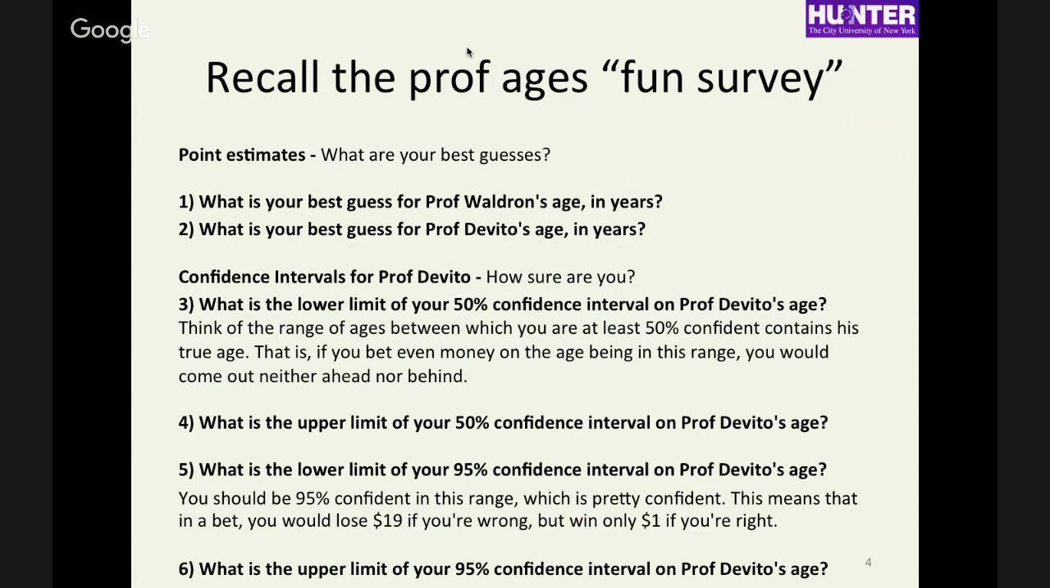You probably all know this, but some of you filled it out quite a few days ago, so I'll just review what the survey was. You guessed both my age and Professor Devito's age in years, and then tried to put your own qualitative confidence intervals around Professor Devito's age. I asked you to qualitatively guess a 50% confidence interval, around which you figured you had even odds of containing Professor Devito's true age.